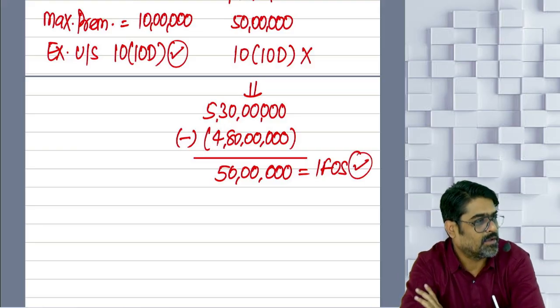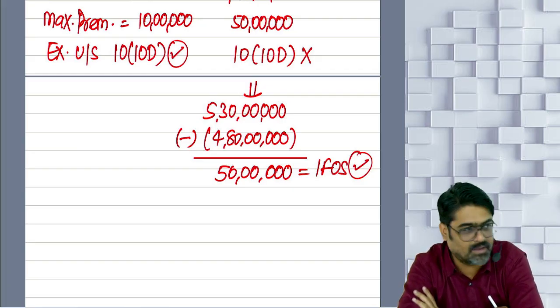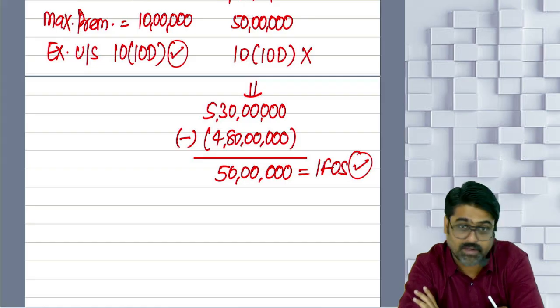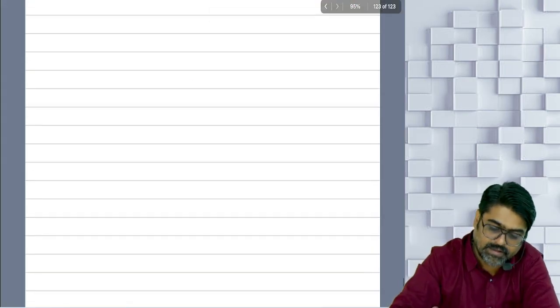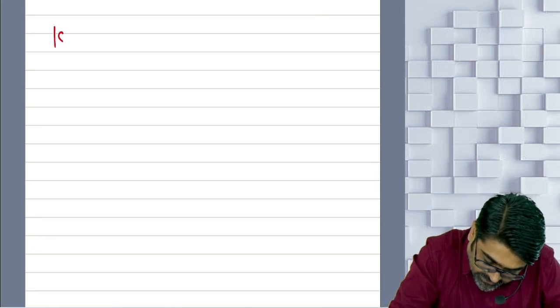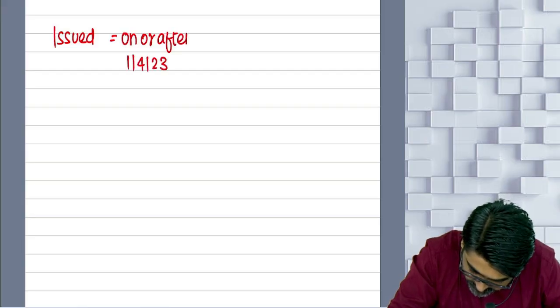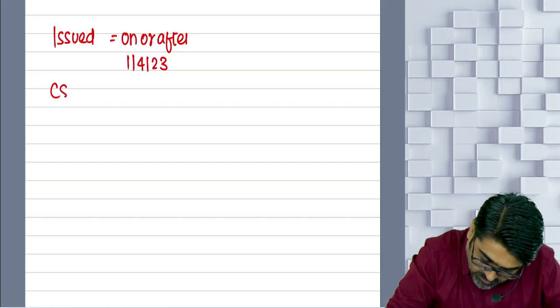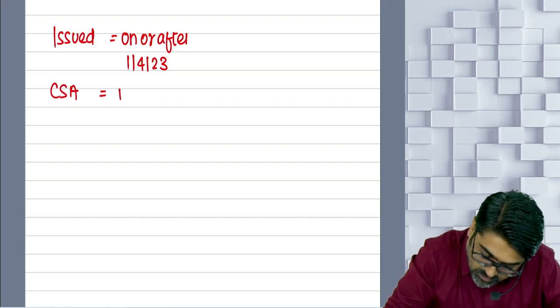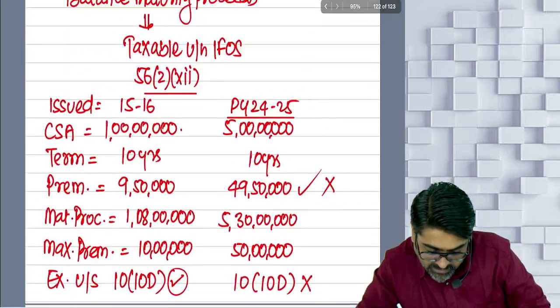Now see, some people are very smart. Even after putting this type of limits, some people are very smart. What will they do? For example, I am a person. I know that the policy will be issued on or after 1st April 2023. Now what is the capital sum assured? I want to take a policy of 1 crore. This exact same thing. Okay?